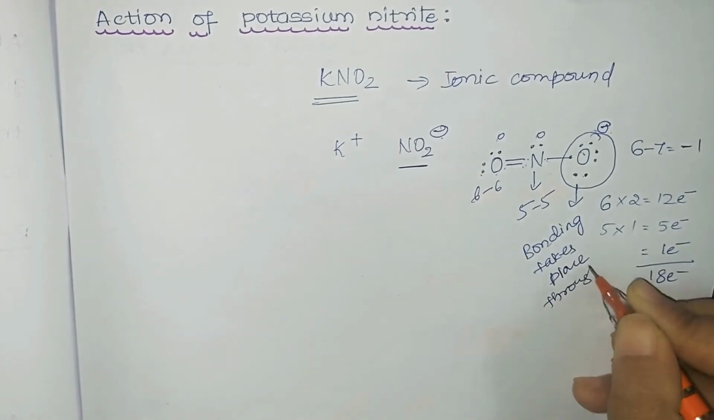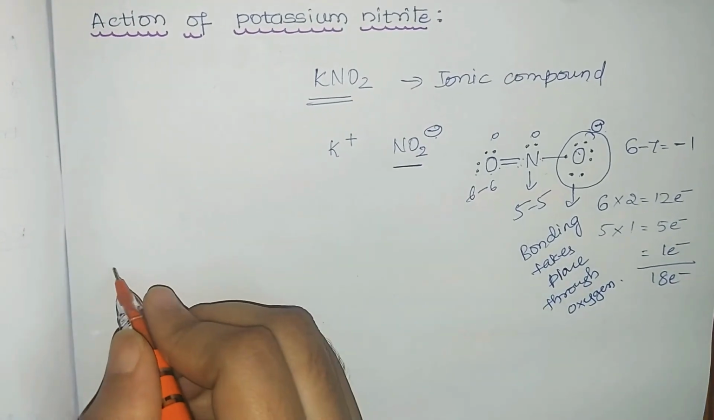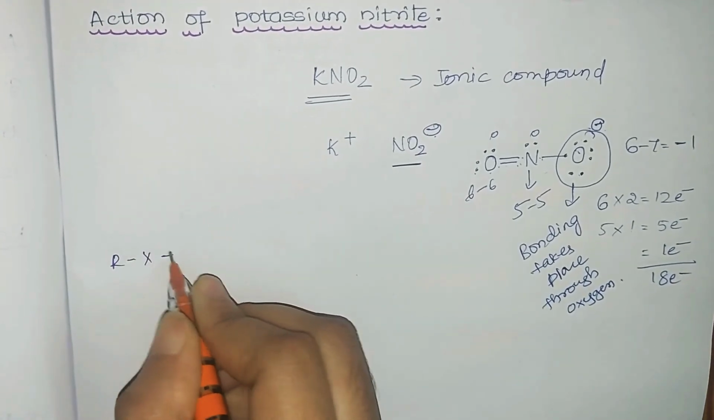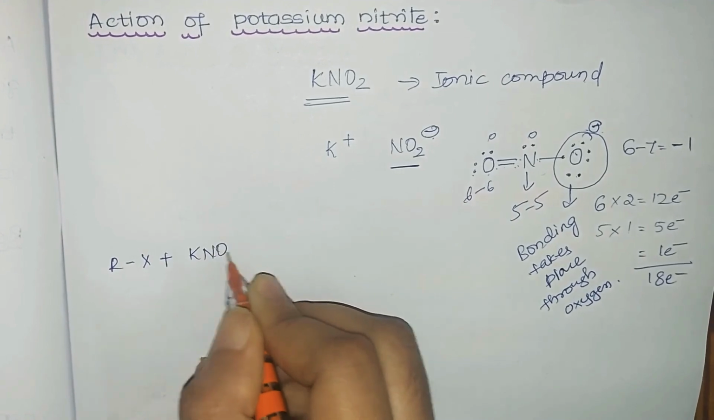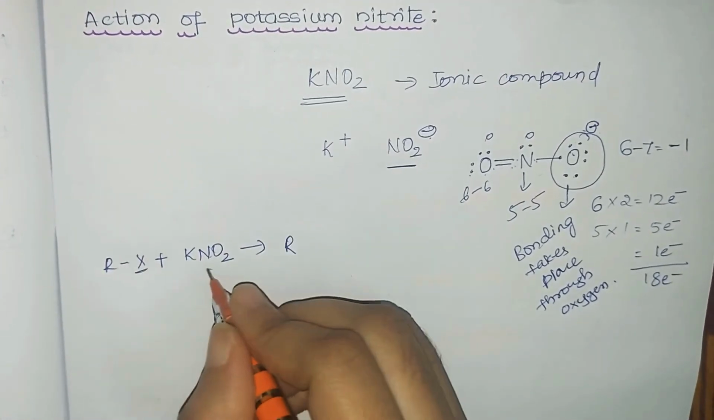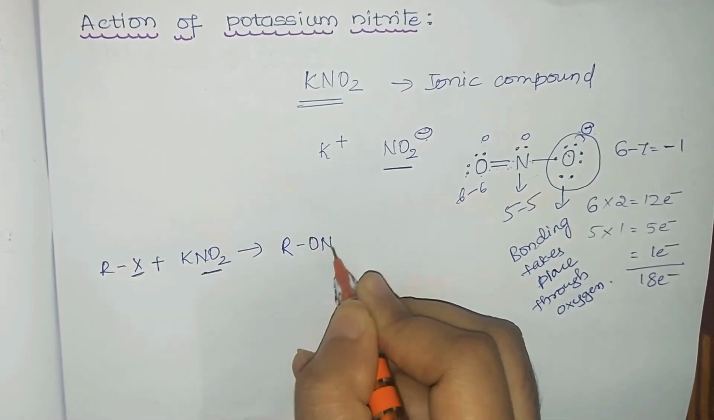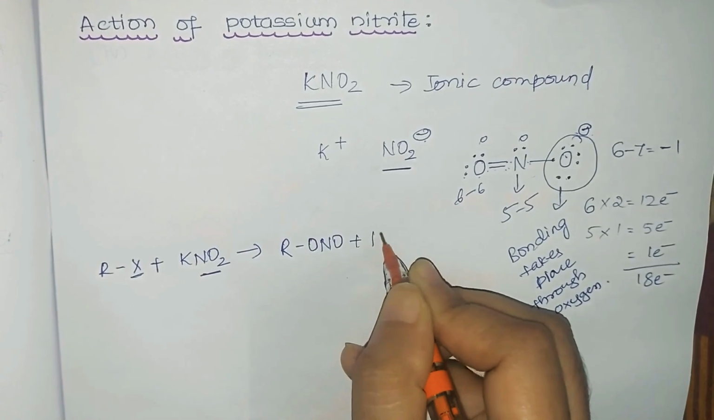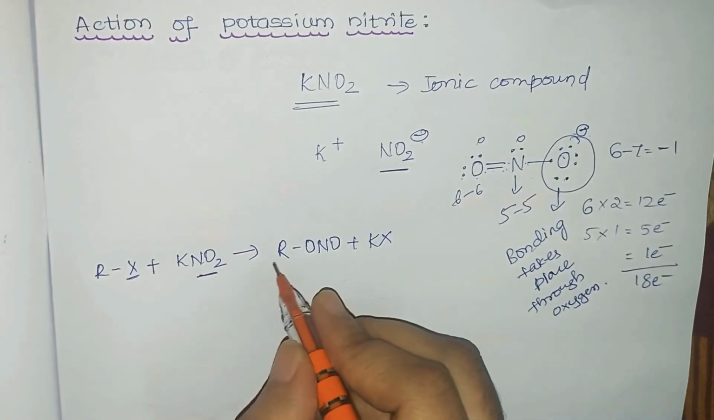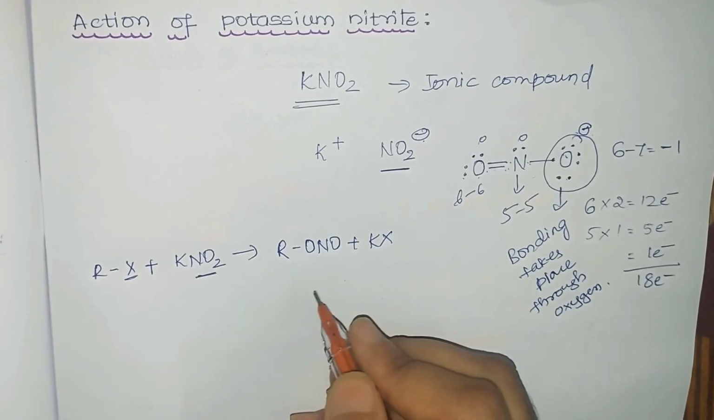Let us consider an example. So alkyl halide reacting with potassium nitrite. So here we have seen bonding takes place through which atom? Oxygen atom. So how will you write the product? You will write it as RONO plus KX. So replacement of a nucleophile, or you call it as substitution. You have to write it as RONO, and it is called as alkyl nitrite.